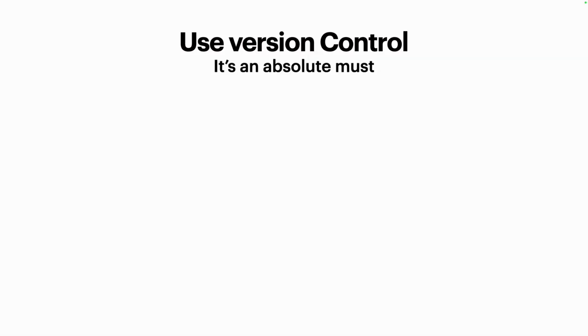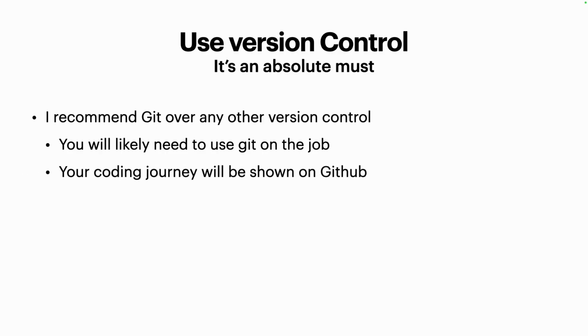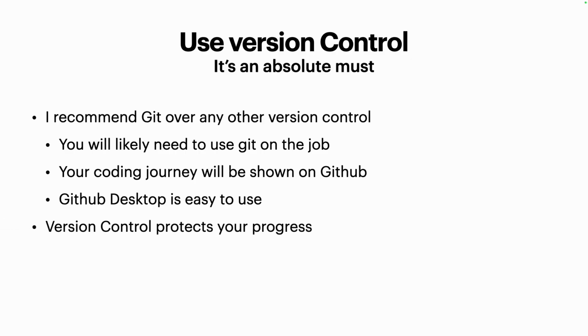Okay, use version control. I recommend Git over any other version control. I used Unity's built-in version control and it corrupted my data, so I wouldn't recommend that. Just use Git. You're going to need to use Git on the job. Your coding journey will be shown on GitHub. GitHub Desktop is very easy to use. I wouldn't recommend using the terminal or anything for Git.